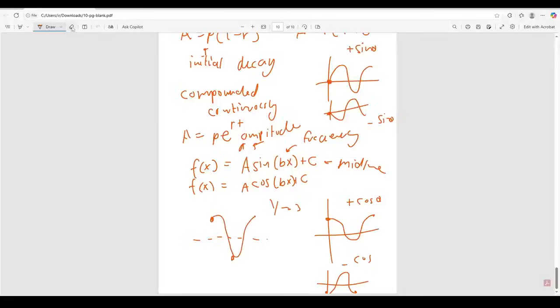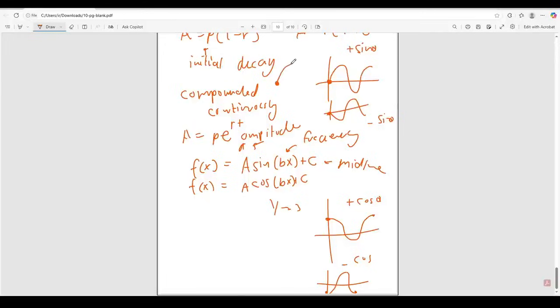And the frequency is just how often you have cycles, okay? One complete cycle of a wave is different when you're talking about sine and cosine. For a sine wave, one complete cycle goes up, goes back down to the midline, goes down to the minimum, and then goes back up like so. So this is one complete cycle for a sine wave, okay?